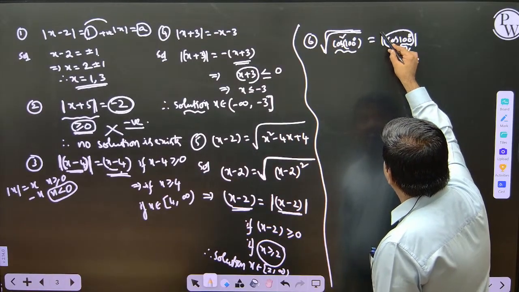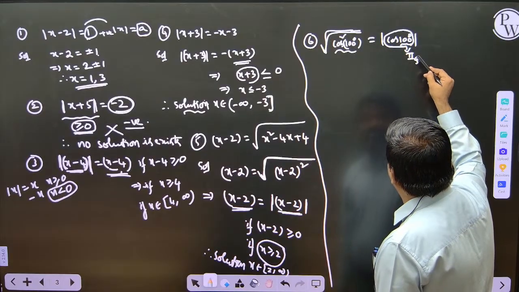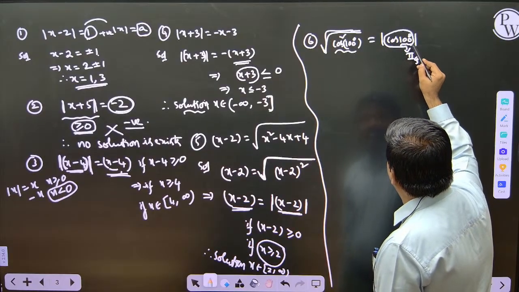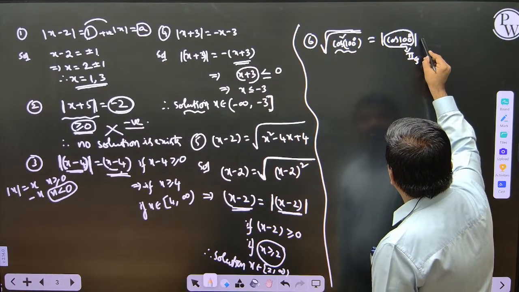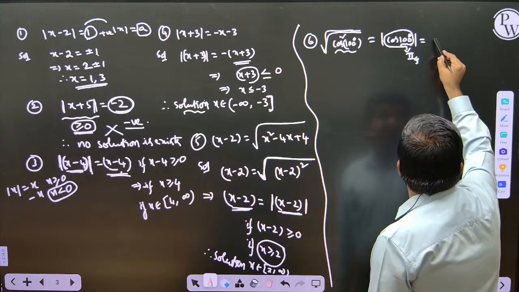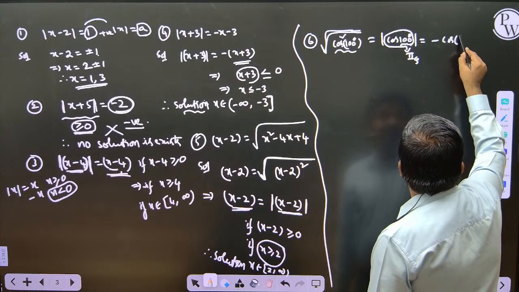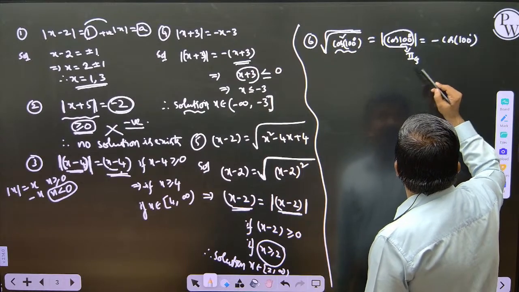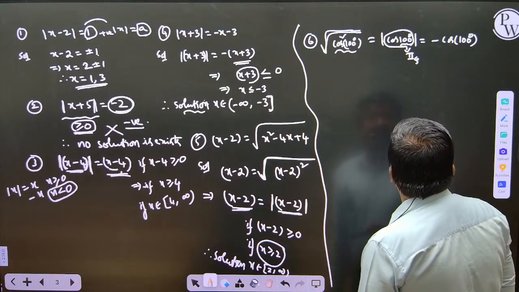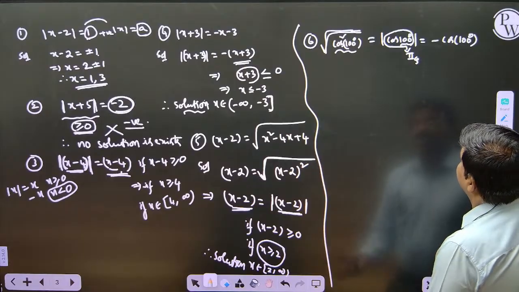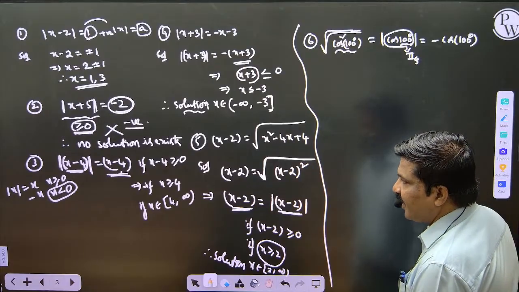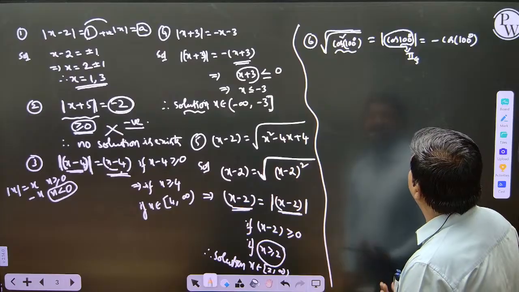So 100 degrees is in the second quadrant. In the second quadrant, cos is negative. That means inside the modulus is negative. Inside the modulus is negative means you must write minus of cos 100 degrees. Why? If inside the modulus is negative, you write minus of inside the modulus. Right.